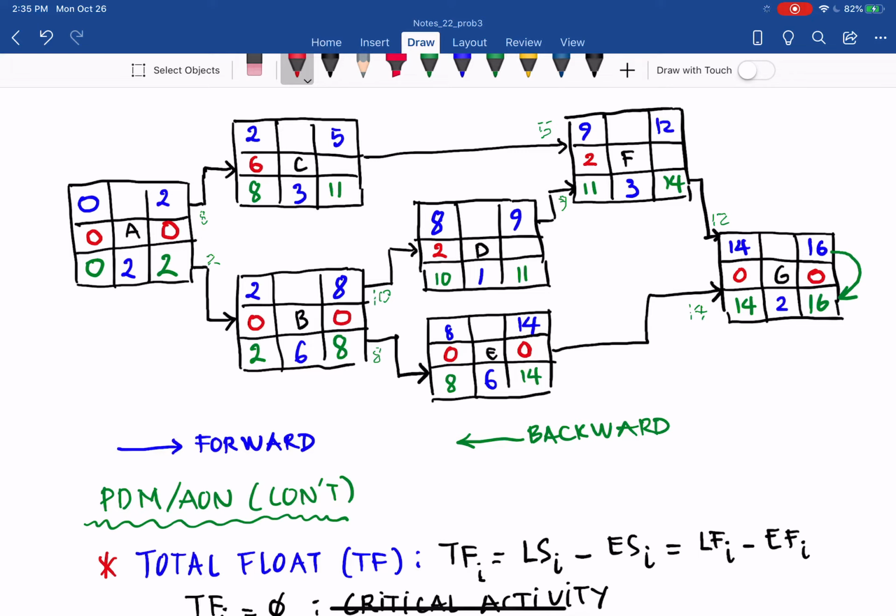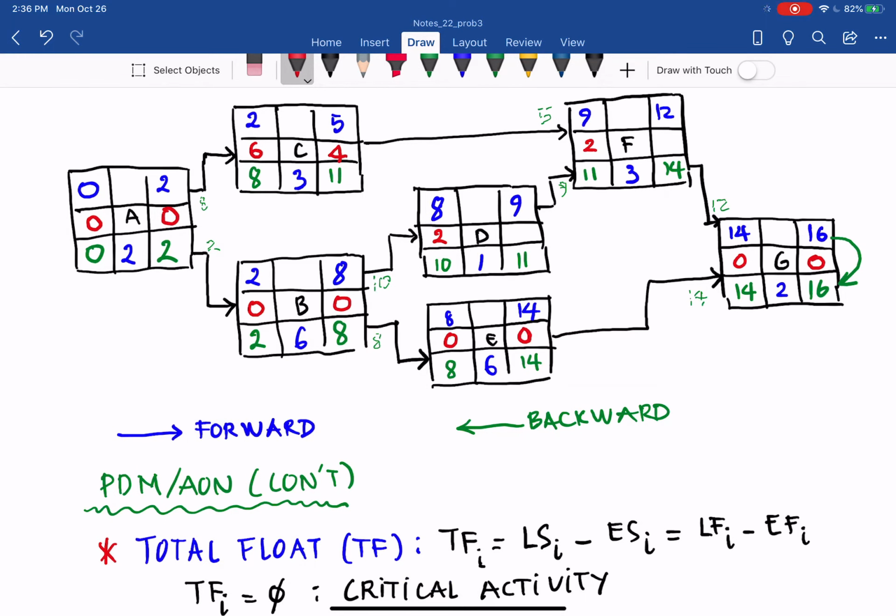Now for C, what can we do? How many successors for C? It's only one, that is F. F is the successor. Everyone see that there? And for that successor, the early start of that successor is 9, minus the early finish of C, which is 5. So 9 minus 5 equals 4. So you have free float of activity C is 4.